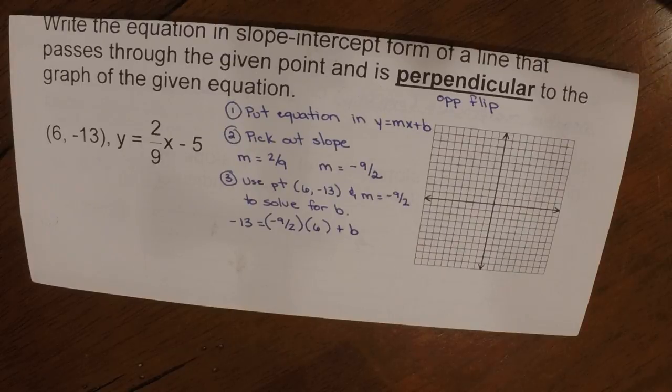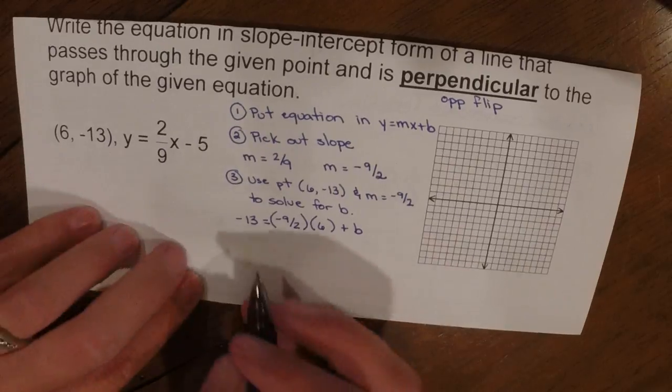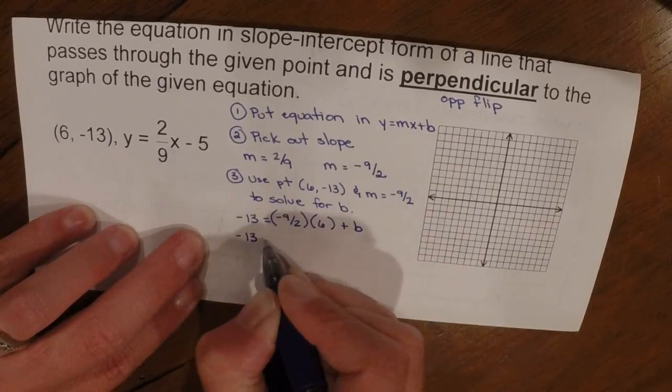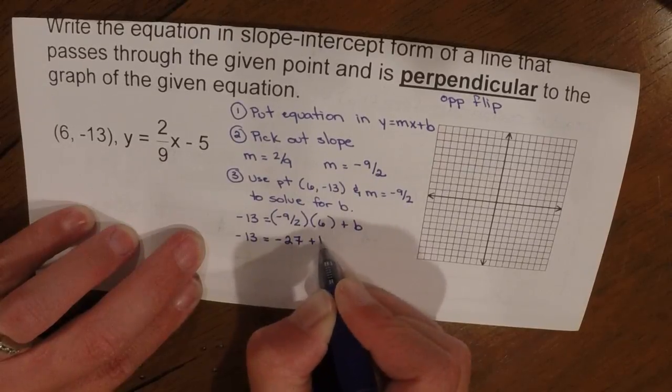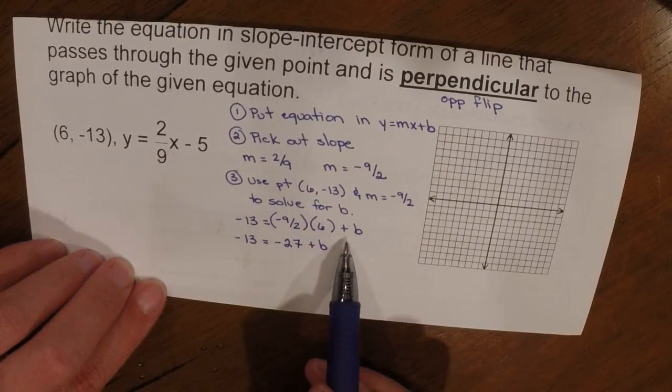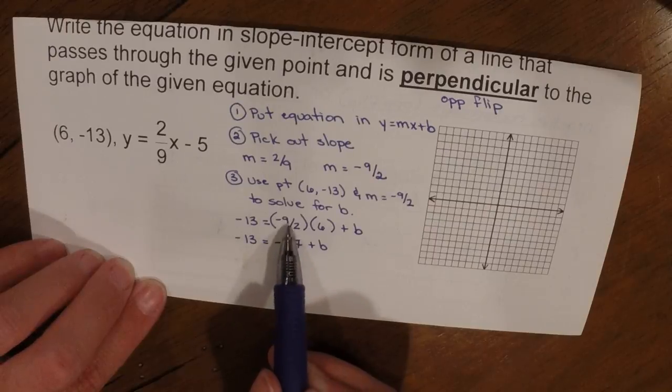So I don't have a calculator, so you'll have to give me just a second to process. To multiply 6 times -9/2, we would do 6 times 9, which is 54, divided by 2, which would be 27. So this would be -13 equals -27 plus b. And again, you guys have a calculator, so you would just plug in -9 over 2.